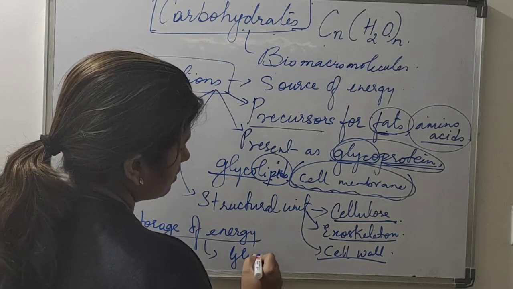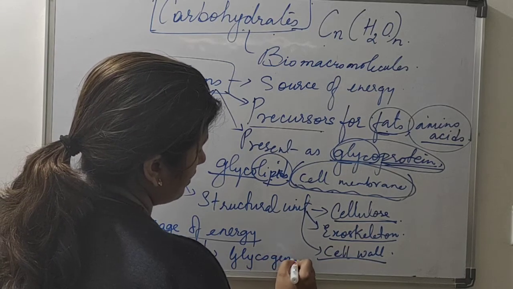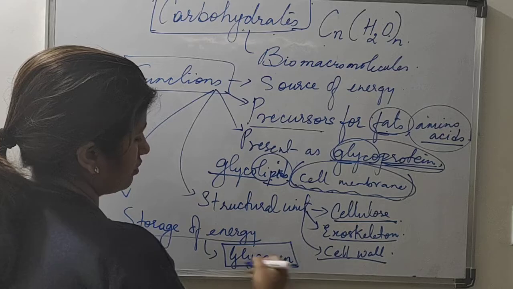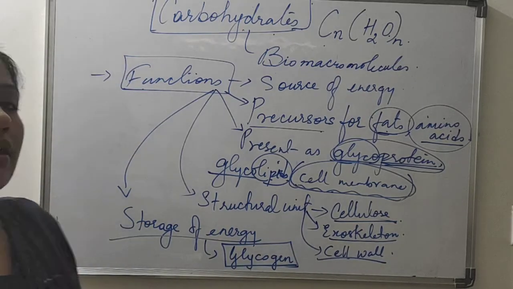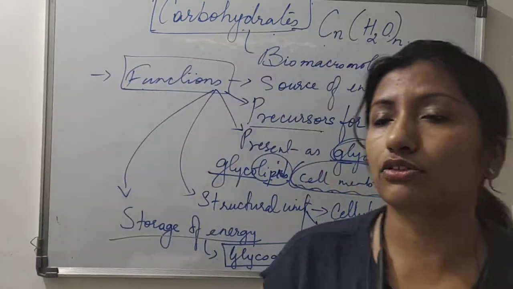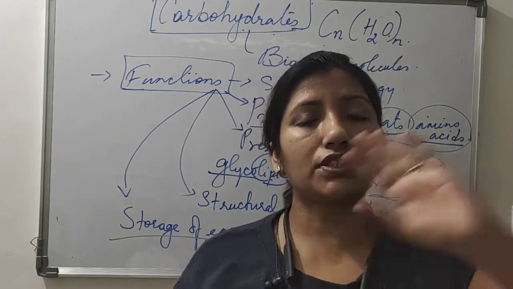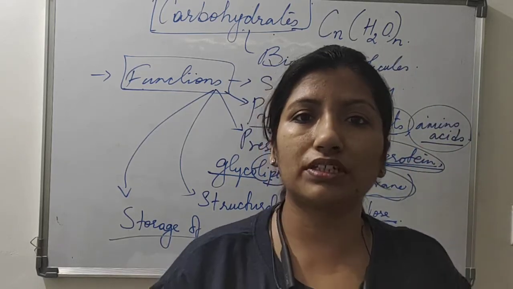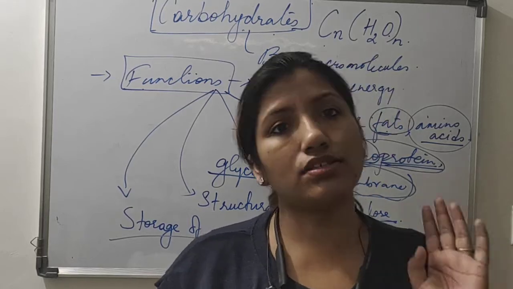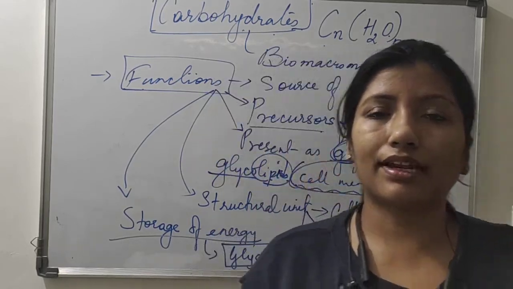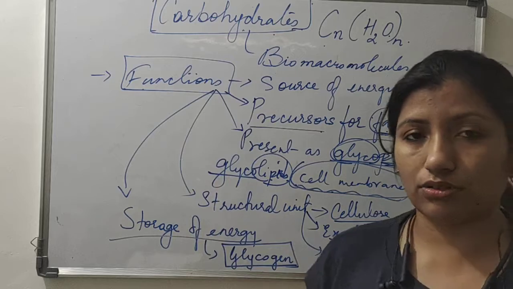The common one is glycogen. The most abundantly found is glycogen. They are stored in our body. Also, glycogen is stored in the animal body. Carbohydrate is converted into glycogen, and it is stored in our body. Like how fats are stored, in a similar manner, carbohydrates are also stored.